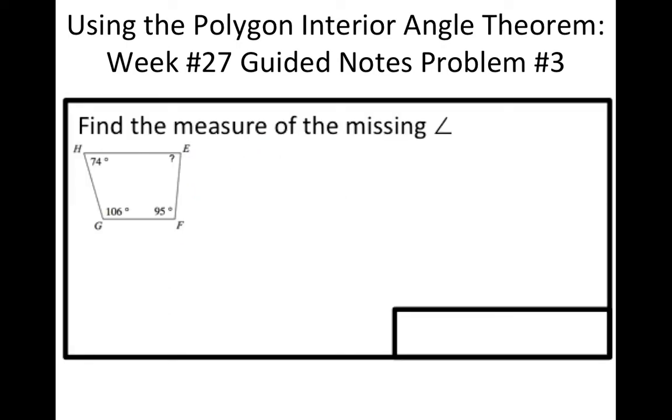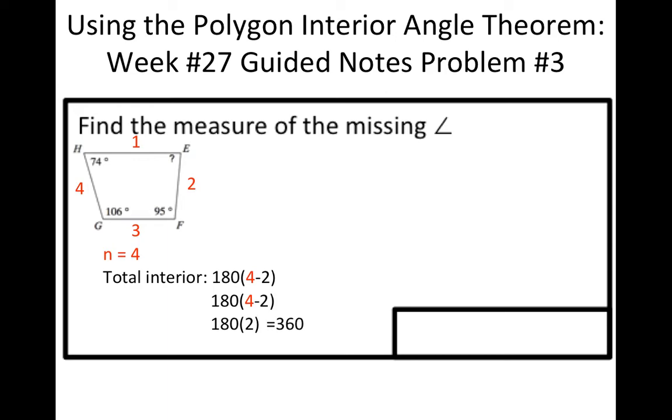One final type of problem we can do is this type. It's asking us to find the measure of the missing angle, and this one, you'll notice, is not a regular polygon, but they give us the measures that we need to solve it. So the first thing we have to do, again, is count up the number of sides. It's 4, so n equals 4. So the total interior is going to be 360 degrees.